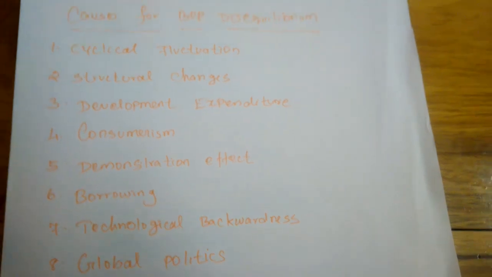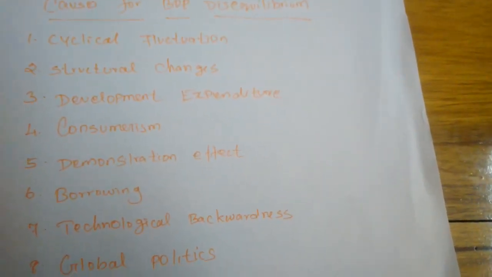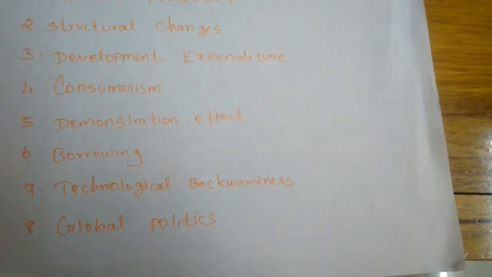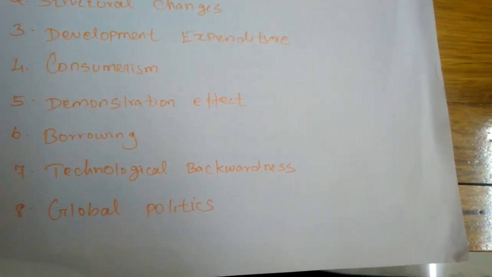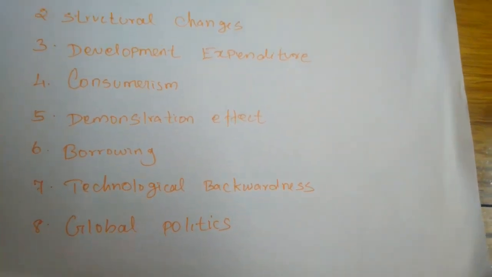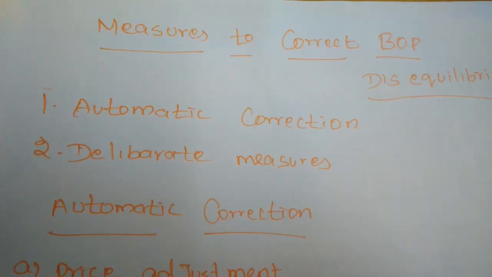So by these eight reasons, the balance of payments disequilibrium may arise: the cyclical fluctuations, the structural changes, development expenditure, consumerism, demonstration effect, borrowing, technological backwardness, and global politics.